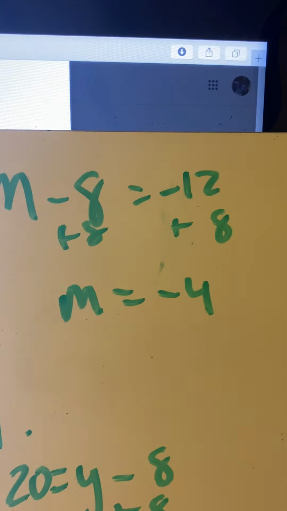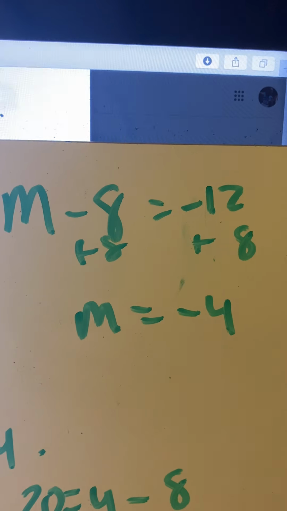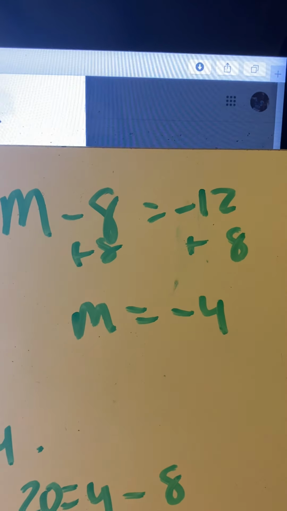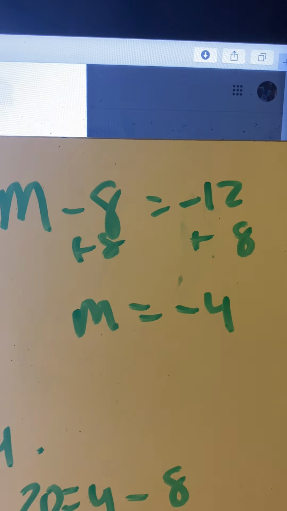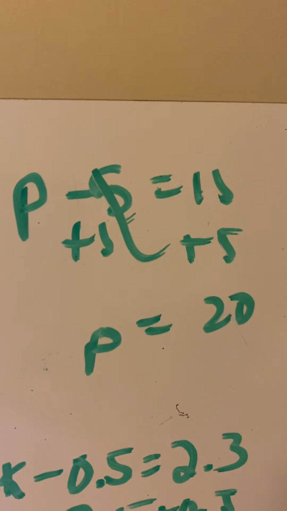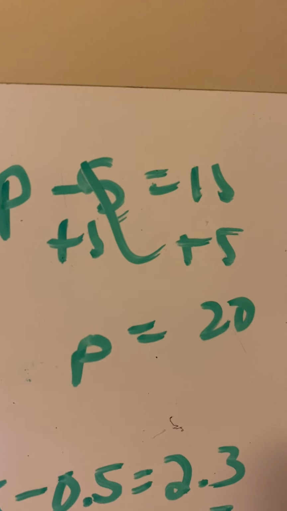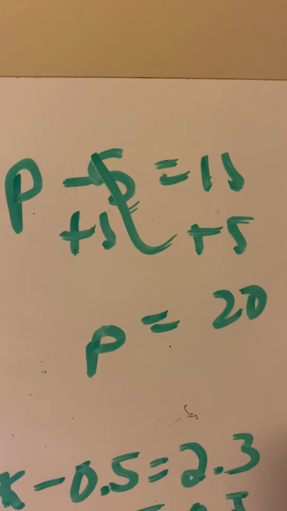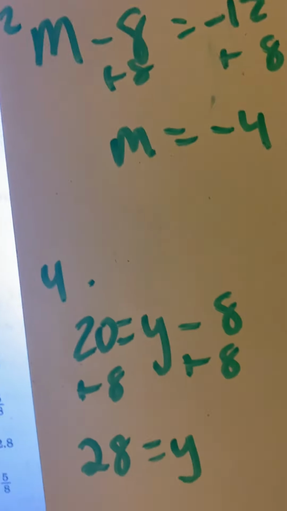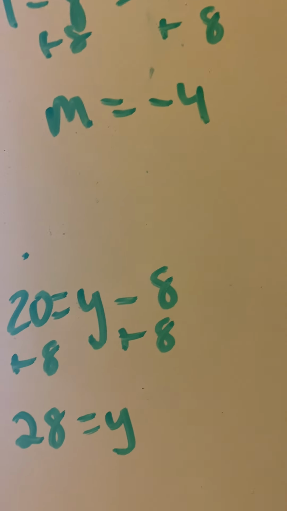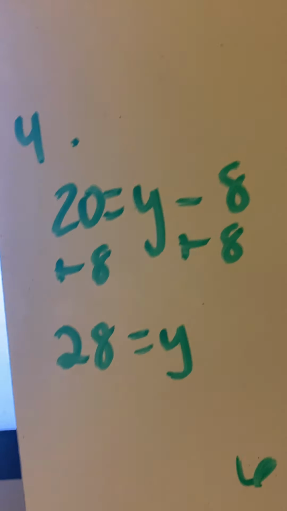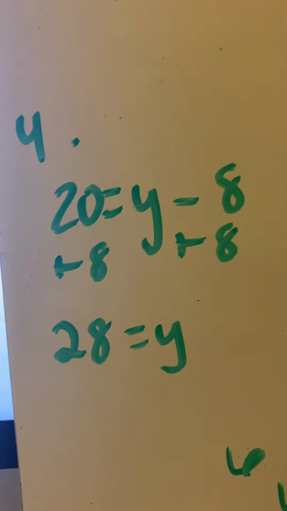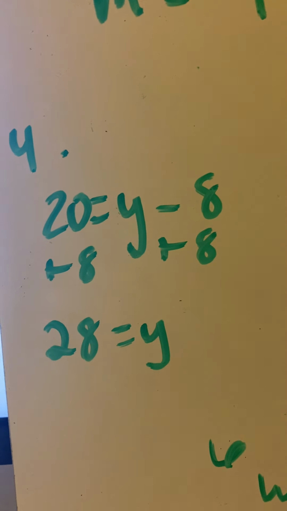Number two, essentially the additive inverse is to add 8 to both sides, and it should be m is equal to -4. Pretty simple, straightforward there. 3 is fairly simple as well. It's additive inverse, add 5 to the other side, it should be p is equal to 20. Number 4, ooh, they wrote it backwards. They put the answer on the left and the problem on the right. Add the 8, it's y is equal to 28.